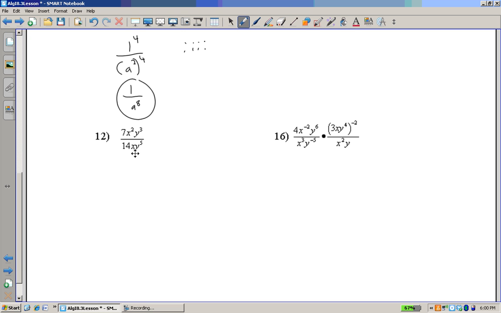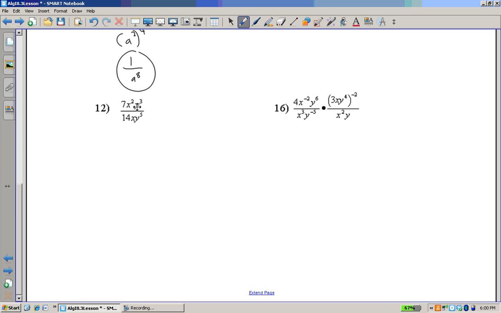All right, and now we start to get into the harder problems. The number 12, I'm going to simply go through. I'm going to treat 7/14 like sort of an embedded fraction. 7/14 can be reduced to 1/2. So I'm going to start off my fraction with the 1 on top, 2 on the bottom.